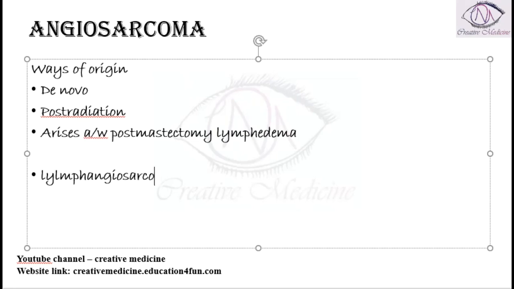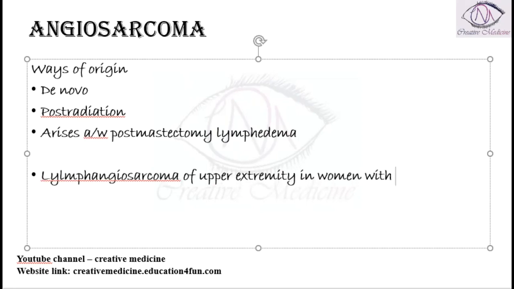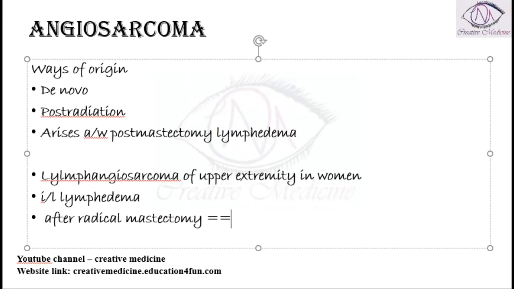lymphangiosarcoma. It is a lymphangiosarcoma of upper extremity, and this lymphangiosarcoma of upper extremity is seen in women with ipsilateral lymphedema. And where do you see this? This is seen after radical mastectomy, and because it was discovered by Stewart and Treves, it is called Stewart-Treves syndrome. But angiosarcoma is the term which is preferred now.